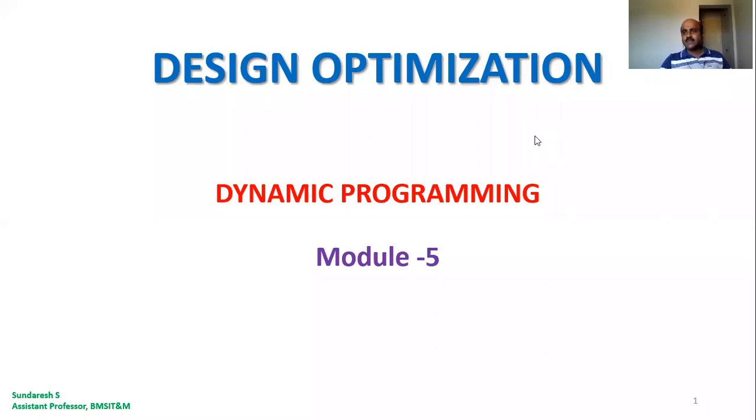See, in yesterday's class, I just started with module 5, where we started with the concept of dynamic programming. So, in that class, we discussed just the introduction to dynamic programming. We defined what a multi-stage decision process is, and also we discussed a few examples where we can consider the process as a multi-stage decision process.